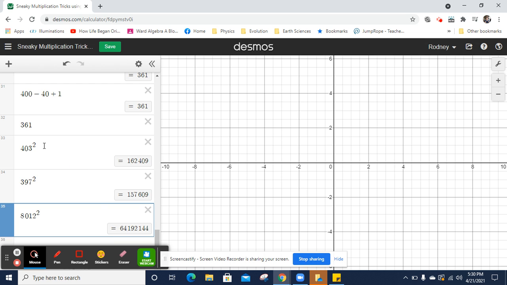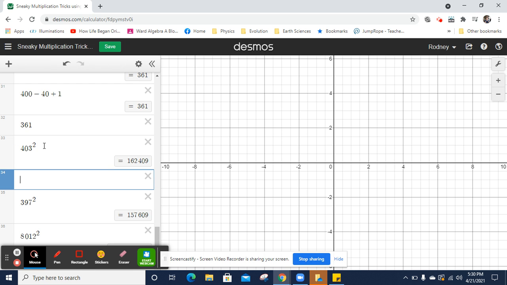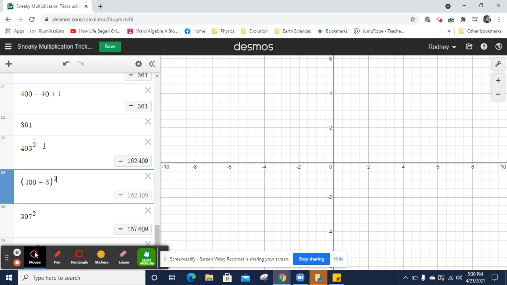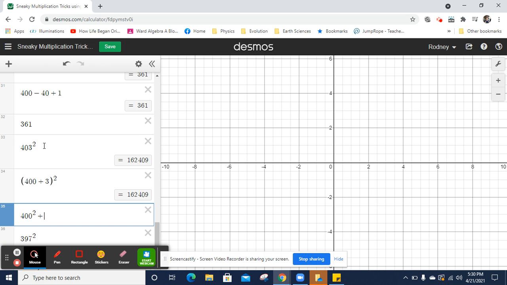All right, let's take a look at some of the ones below because I gave you some and made some crazier ones. Let's look at this one. 403 squared is the same as saying 400 plus 3 and then squaring it. So we can take the 400, we'll square that, 400 squared. Then we're going to say plus 2 times 400 times 3, because the middle part is going to be double the 400 times 3. And then I'm going to add 3 squared to the end.